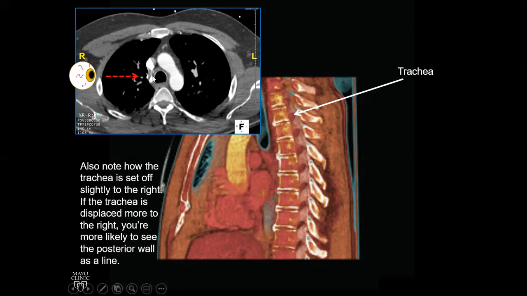Also note the trachea is set off slightly to the right. That's because the aortic arch normally will sort of displace the trachea a little bit to the patient's right, which is our left. And the more it's displaced to the right, the more likely to see the posterior wall, because you're more likely to get a little bit of air creeping back here. And if you have air behind the trachea, you'll see the posterior wall as a line.